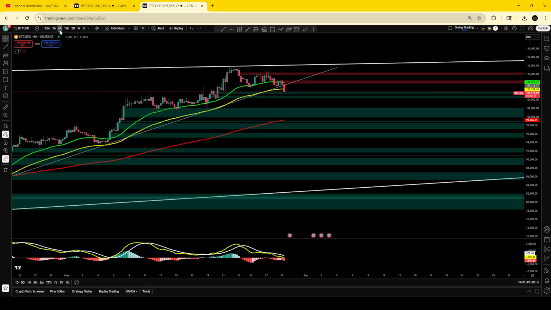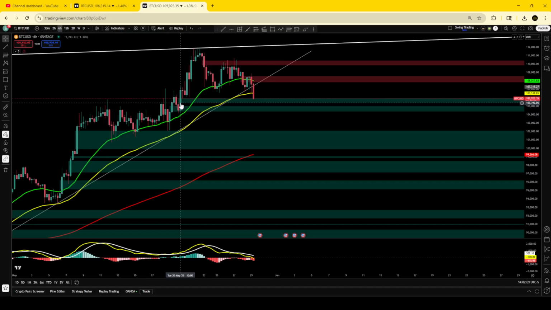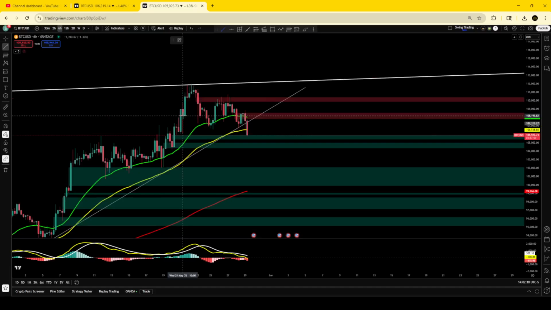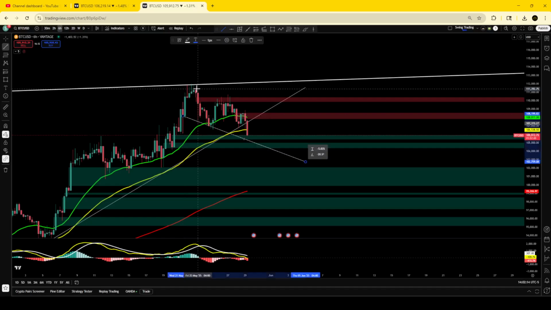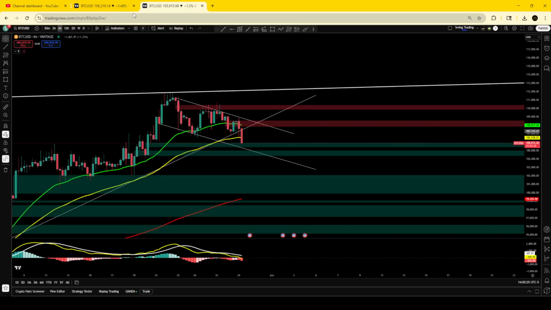With the 6-hour, price is hitting the fair value gap. It's hitting this fair value gap from last Tuesday at 10 a.m. So right now, what I can do on the 6-hour is draw this. Now I'm looking at a flag. Now I see some structures. Now I see a pattern, which is very good.